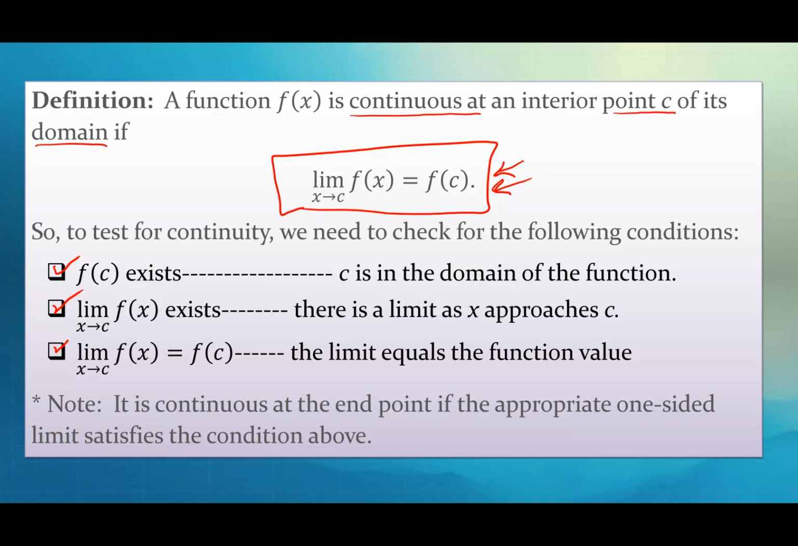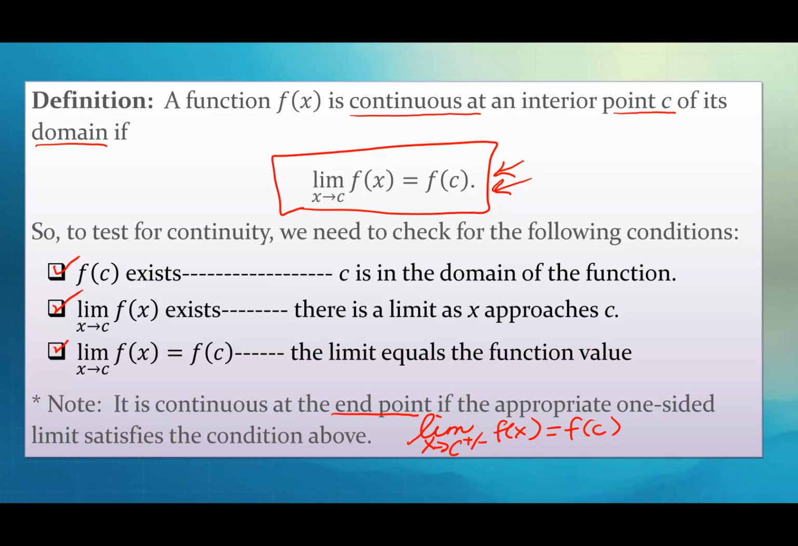Now note that if we are at the endpoint, then we are talking about the limit as x goes to c from the right or from the left, meaning the one-sided limit of f of x is equal to f of c. Okay, we're talking about a one-sided limit if we are at the endpoint.